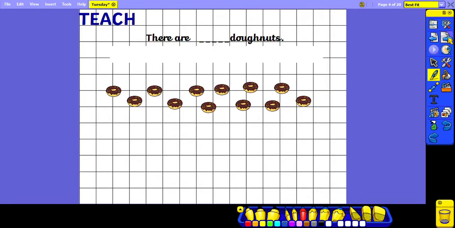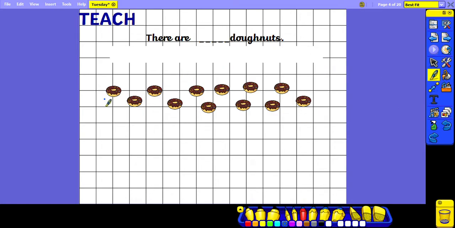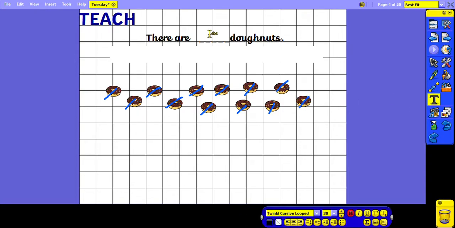Okay, so moving on to making equal groups now. To start off with, we need to count how many donuts we are starting with here. So we've got 1, 2, 3, 4, 5, 6, 7, 8, 9, 10, 11, 12. So we've got 12 donuts in total.